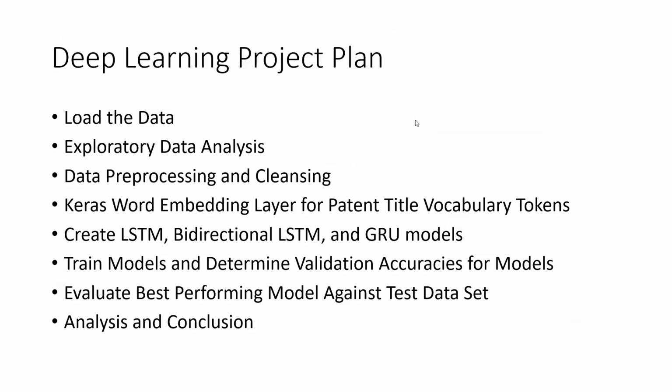All right, so here's my project plan. I'm going to load the data, perform exploratory data analysis, do my data pre-processing and cleansing. I'll do my word embedding layer for tokenization of the patent title vocabulary. I'll create my models. And again, I'm comparing 3 different recurrent neural network models: LSTM, bidirectional LSTM, and a gated recurrent unit. Then I'll train the models, determine my validation accuracy for the models. And then I'll take the best performing model under validation accuracy and evaluate that model against the test data set. And then I'll have my analysis and conclusion.